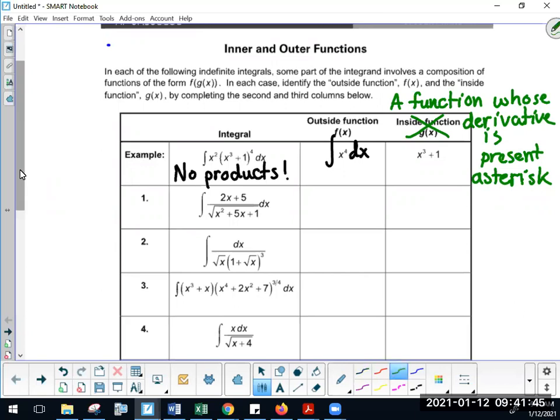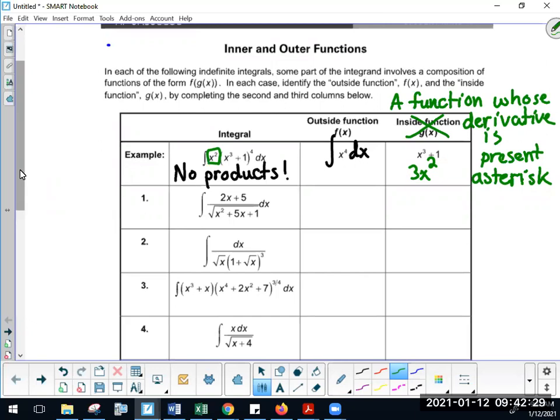Substitution works by identifying a function and identifying the derivative of that function, asterisk. So, for example, if you were to take the derivative of x to the 3rd plus 1, you would get 3x squared, right? And 3x squared is pretty much x squared, isn't it? It's pretty much the same thing as x squared. There's a tiny difference there, that's what the asterisk is for. That's a difference we can overcome with another piece.